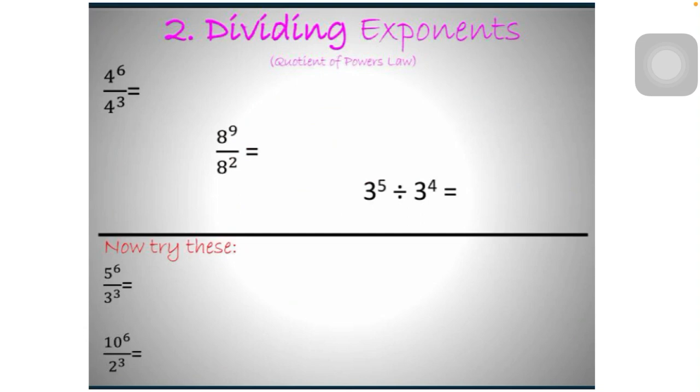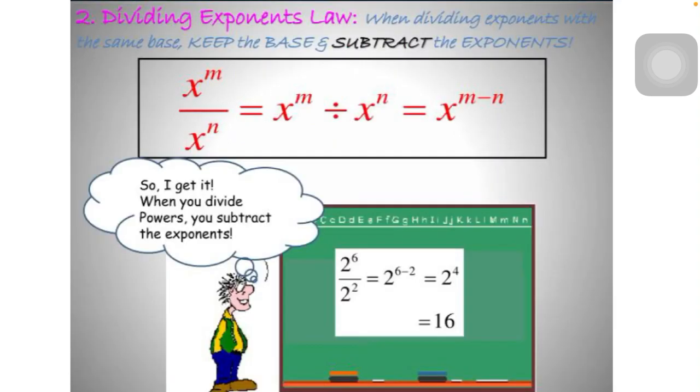Next is dividing exponent. In dividing exponent, the same thing, the same bases will be now dividing, but with different powers. So how we will solve it? Using the law. See the law. When dividing exponents with the same base, keep the base same and subtract the exponents. So this is the dividing exponent law where the same numbers are dividing with different powers, then the powers will be subtracted. So see the example for this.